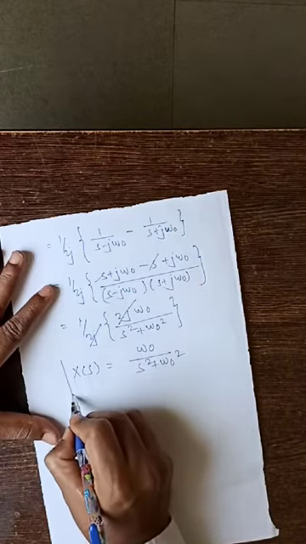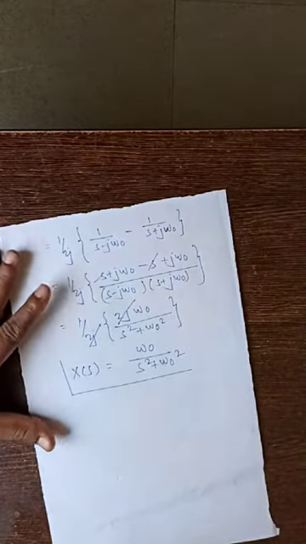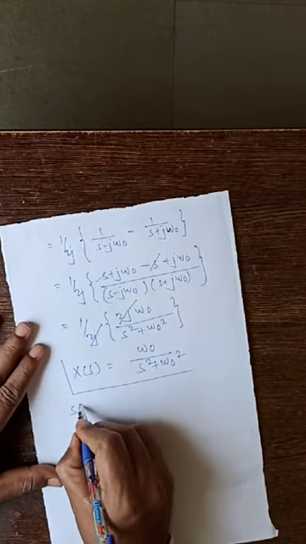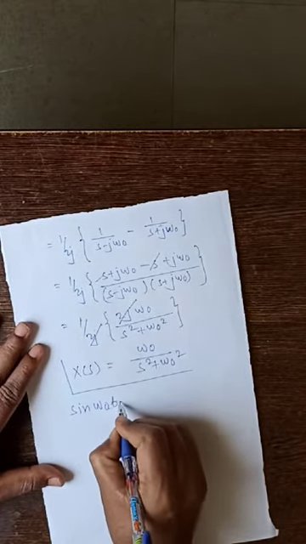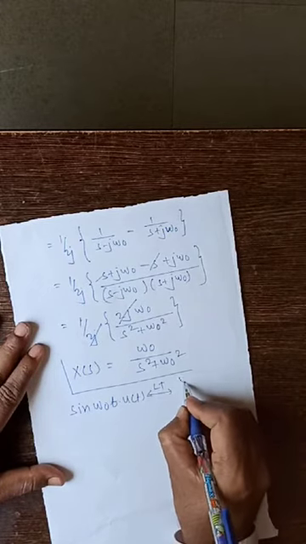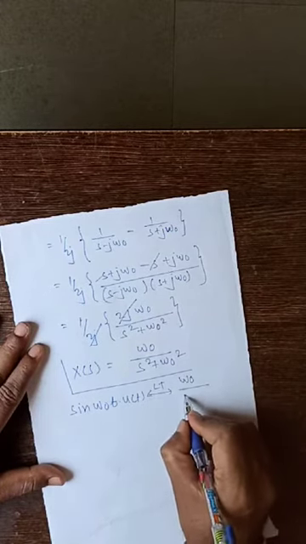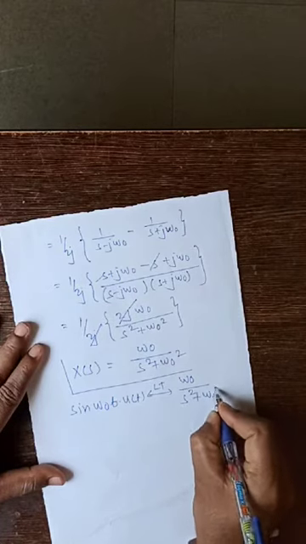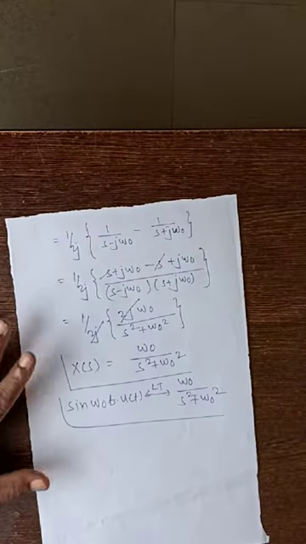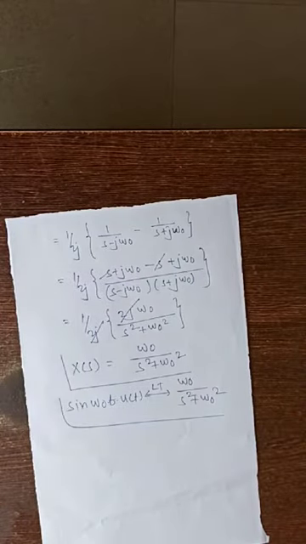So this is the Laplace transform of sin omega naught t into u of t. So you can write that sin omega naught t into u of t, its Laplace transform is equal to omega naught divided by s square plus omega naught square. So this is all about the session on Laplace transform examples. Thank you.